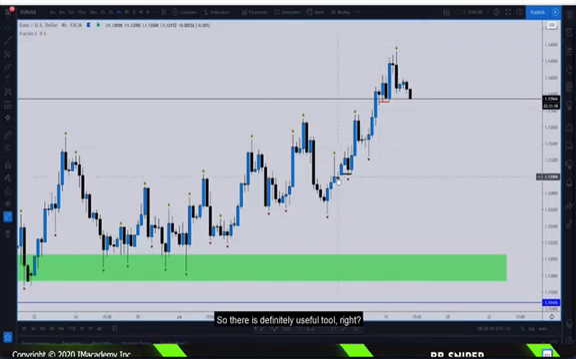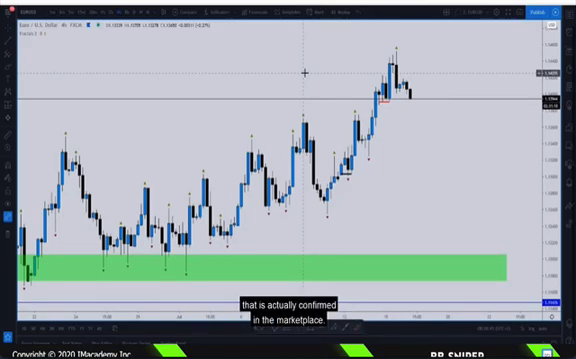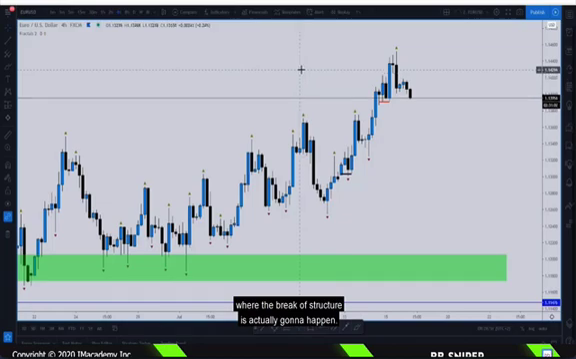So it's definitely a useful tool, right? And it can help you to determine which high and which low is the major high or low, the one that is actually confirmed in the marketplace. So it's going to be easy for you to determine where the breakout structure is actually going to happen.